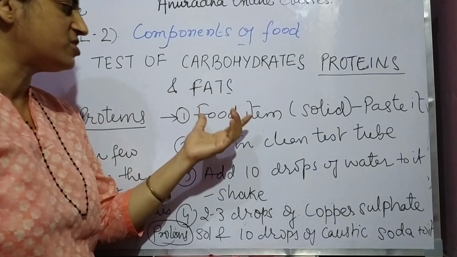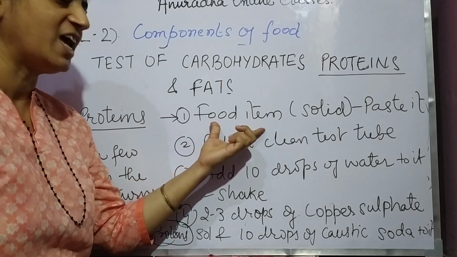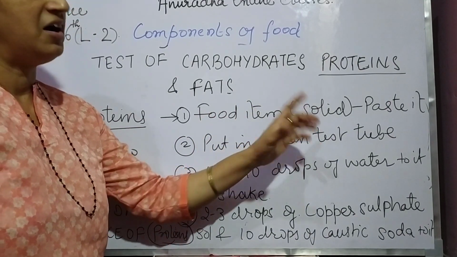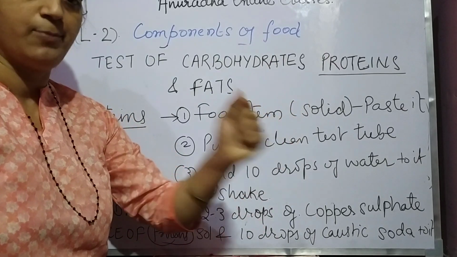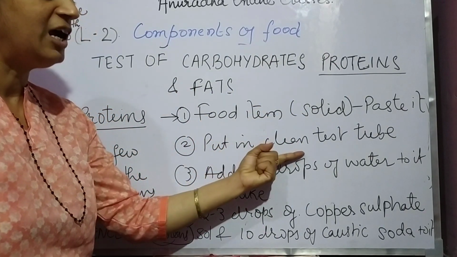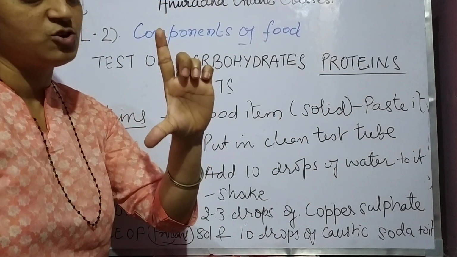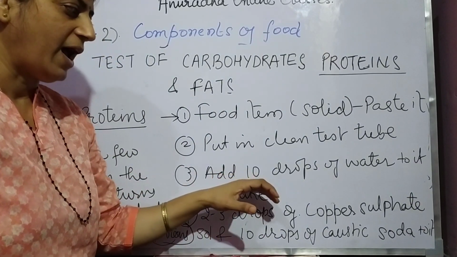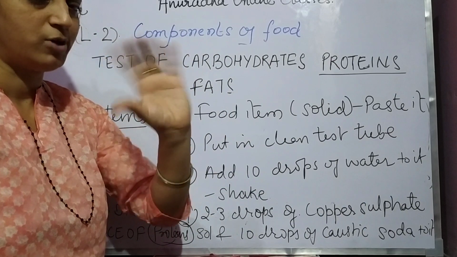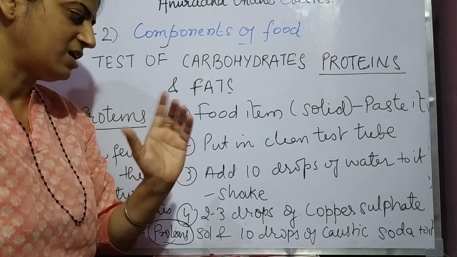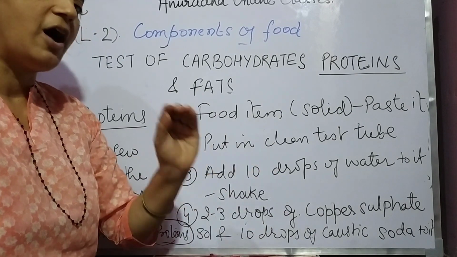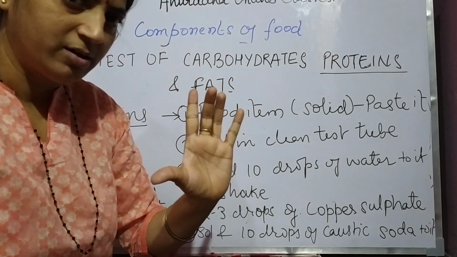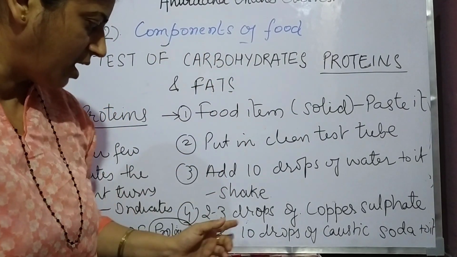So the very first thing we have to do is take the food item which we want to test. If it is solid, then paste it or grind it. Make a paste of it. Then put it in a clean test tube. We took a clean test tube and put a little of the food item in it. Then add 10 drops of water to it. We diluted it, wetted it a little with water. You have to put 10 or 12 drops of water in it. After that, shake it a little bit. Mix it well, shake it.